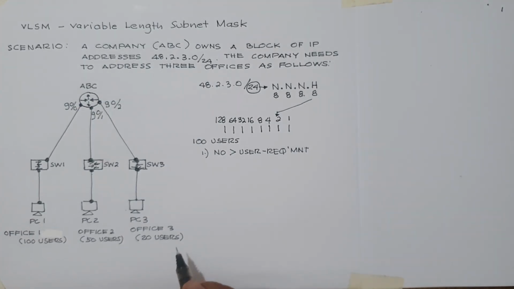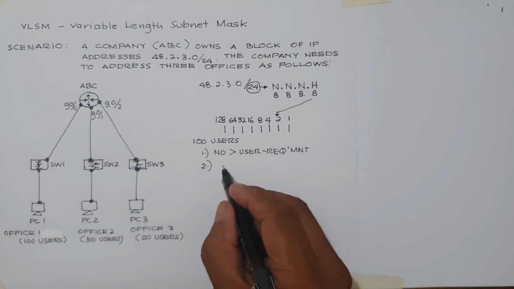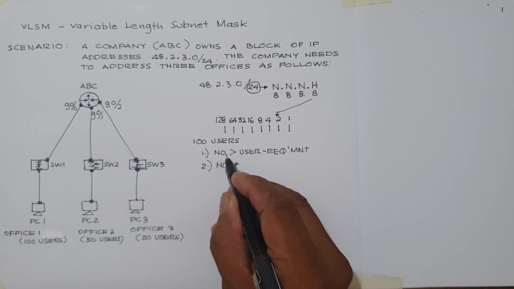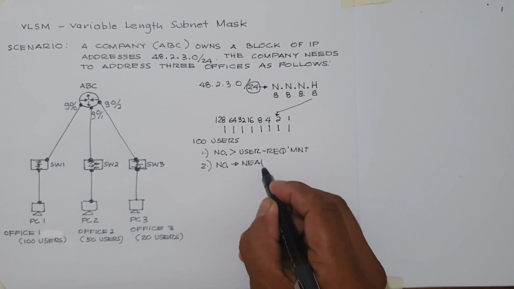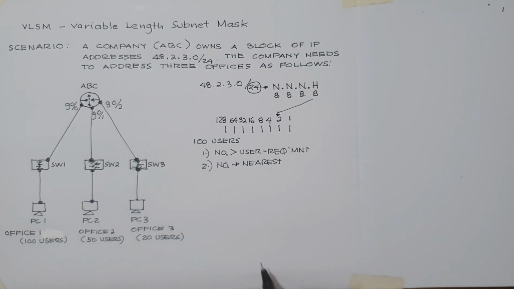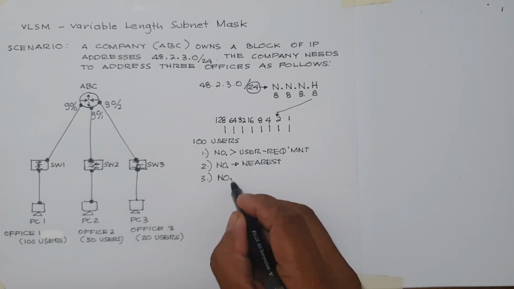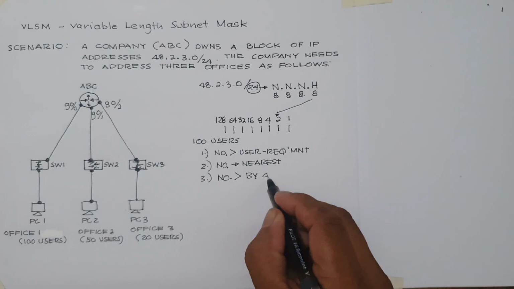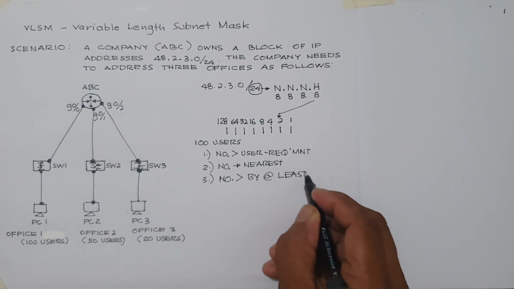And the second criterion is the number must be the one nearest to the number of users. And thirdly, the number must be greater by at least 2.